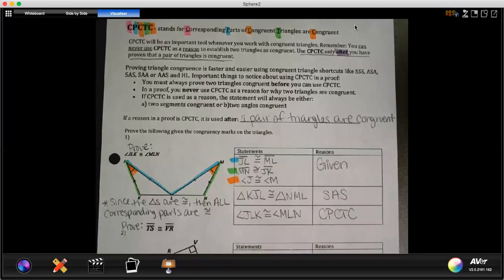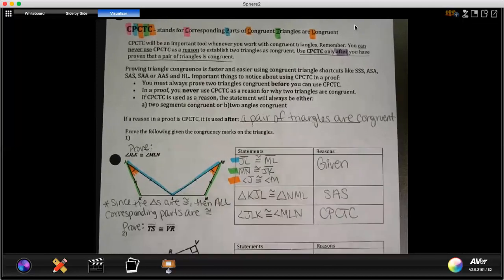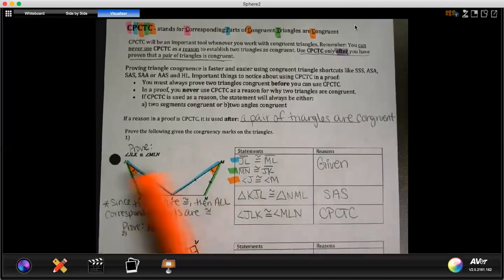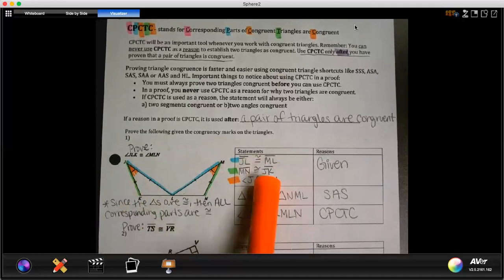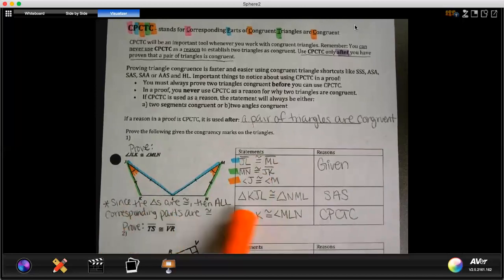I could list any of those and still say CPCTC because I already know the triangle is congruent and I already know the other 3 pieces of information. So anything else not listed would still be congruent as long as they're corresponding parts. Okay, but we're done with that one.